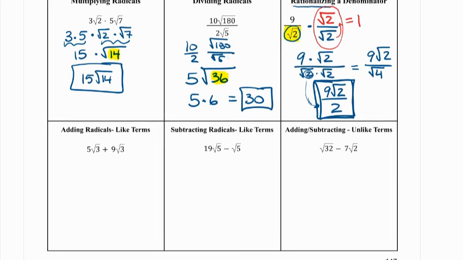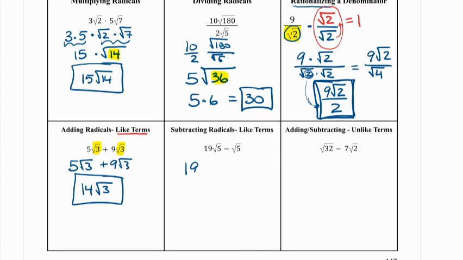When we talk about like terms, think of this like it was variables. If I gave you 5x plus 9x, we would say that's 14x. I have 5 of these things plus 9 of these things, and so we have 14 of these things. It's the same idea when we use our square roots. As long as the square roots are the same, we're just talking about how many of them we have. So I have 5 root 3's plus 9 root 3's. If I add those together, I have 14, and they are still root 3's.